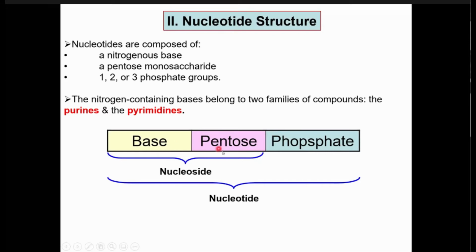When you add the base and the pentose, it becomes a nucleoside. When you add to the nucleoside the phosphate, it becomes a nucleotide. You see at the end, zide, tide.